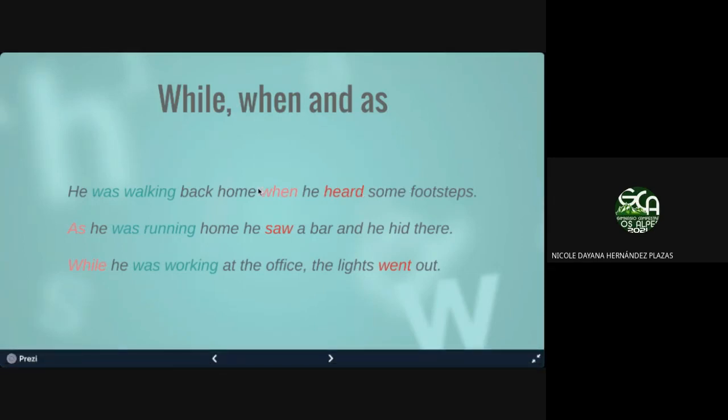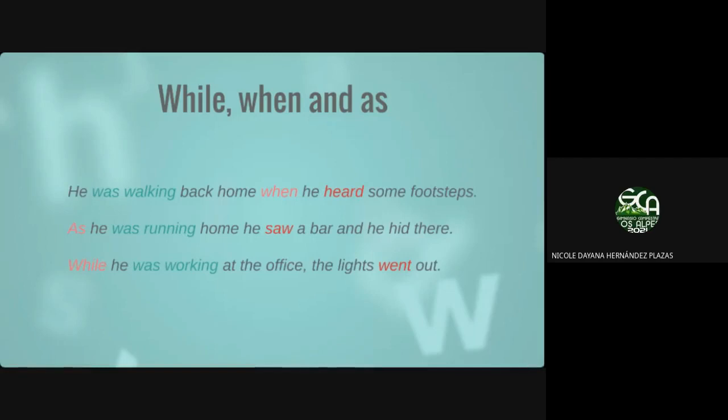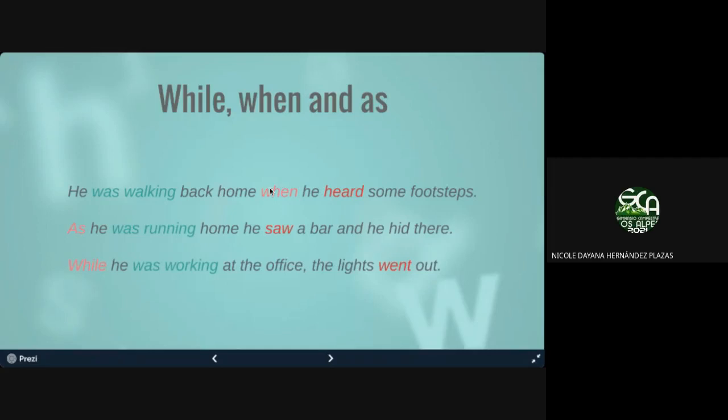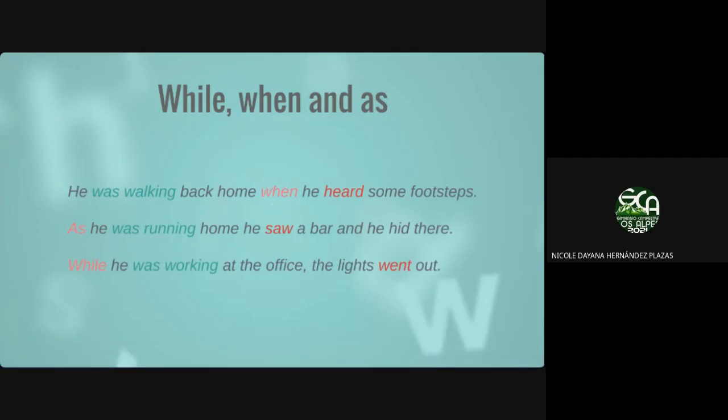¿Listo? Siempre lo van a tener antes de la acción que interrumpe. Entonces esto puede ser, he was walking back home when he heard some footsteps. O puedes decir, he was walking back home when he fell down. O puedes decir, he was running home when he saw a bar. So, before the action that interrupts, este when va a ser para introducir la interrupción que vas a tener ahí.